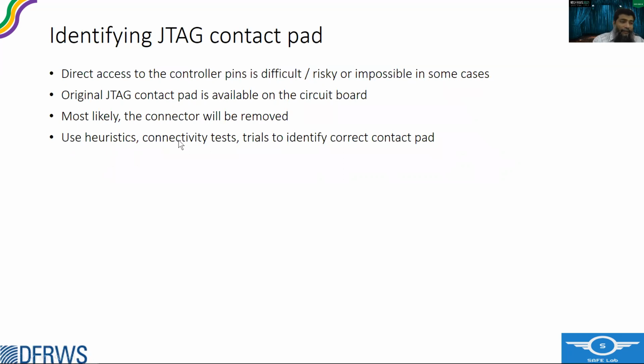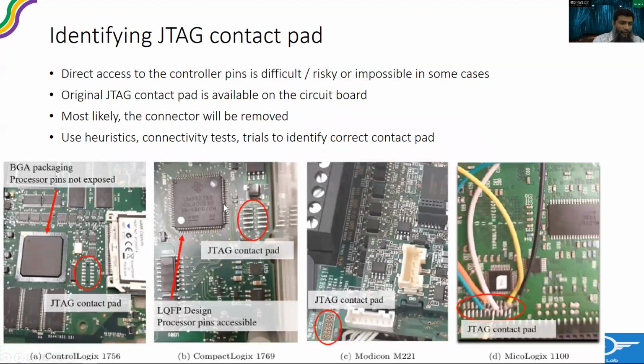So how do we find it? One way is to do connectivity tests through multimeters, or use some heuristics, like looking at the empty pads that are available in the vicinity. To quote an example, there are four different PLCs that we were working on, and these are their JTAG contact pads. In one case, it is even labeled. But in most other cases, there are no headers installed and there is no labeling, but still the JTAG, as you can see, is very near to the processor.